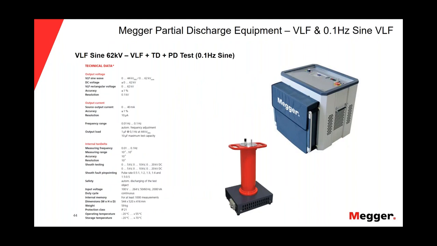And the last unit we have is our VLF sine 62. This is a sine VLF, has an internal tan delta, and we can also use the PDS-62 to do the partial discharge test. This is the biggest sine VLF we have. It's a very nice unit because the cable is integrated in the unit, also the partial discharge, so it's a very convenient unit.